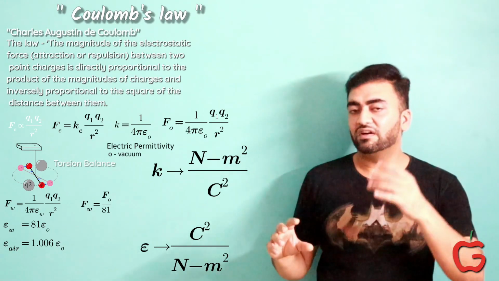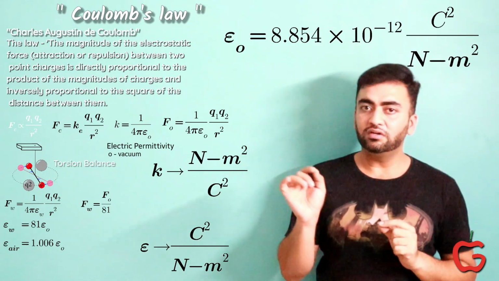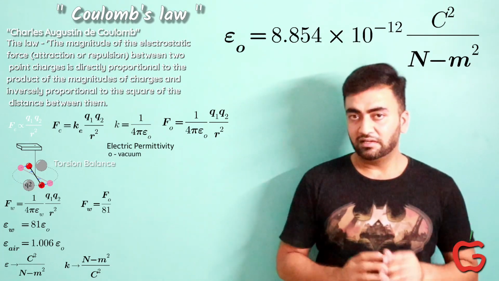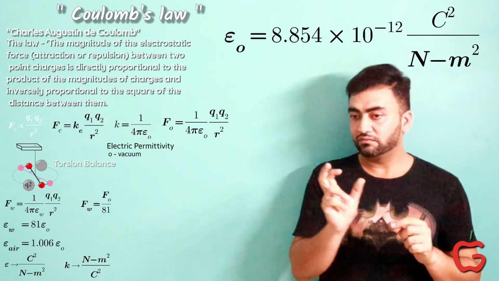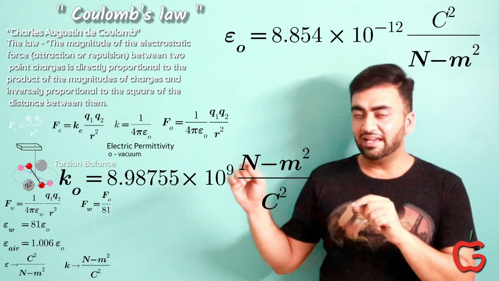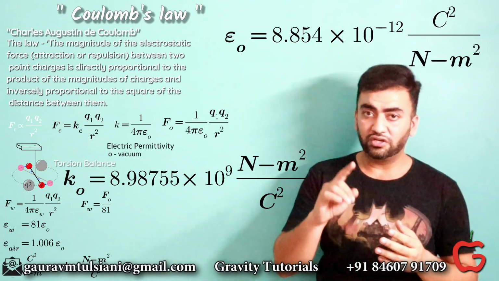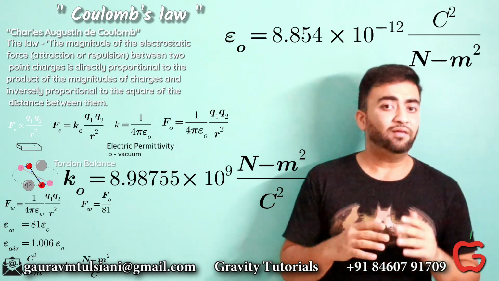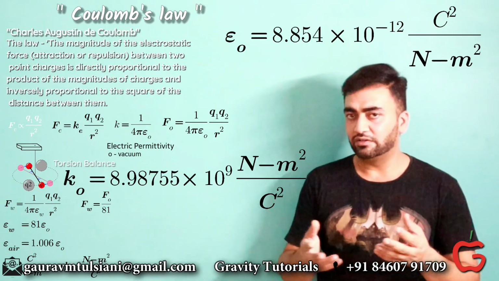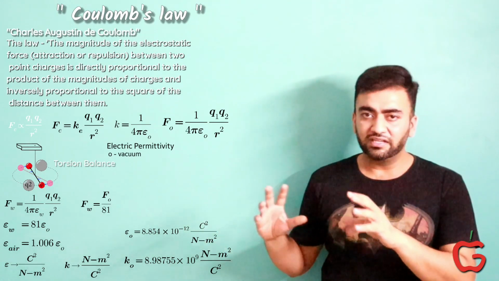The permittivity of vacuum is 8.854 into 10 to the power minus 12 Coulomb square per Newton meter square. So if you put this value in 1 by 4 pi epsilon naught, you get the value of K, which is roughly 8.9755 into 10 to the power 9 Newton meter square per Coulomb square. You have to remember these values. They will be applied a lot in your electrostatics section and elsewhere also in electromagnetism in general. Now, I hope this magnitude thing is clear.